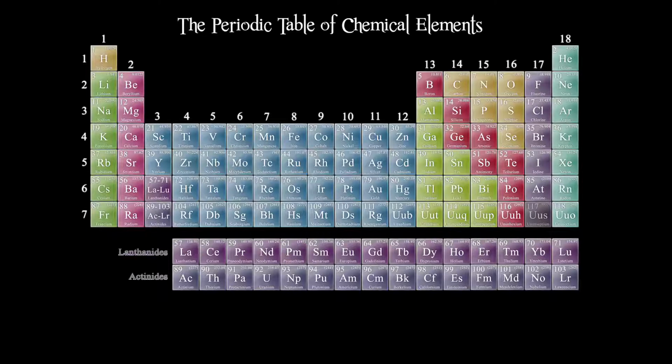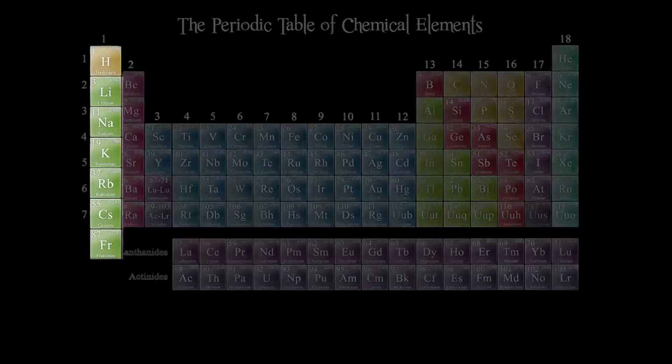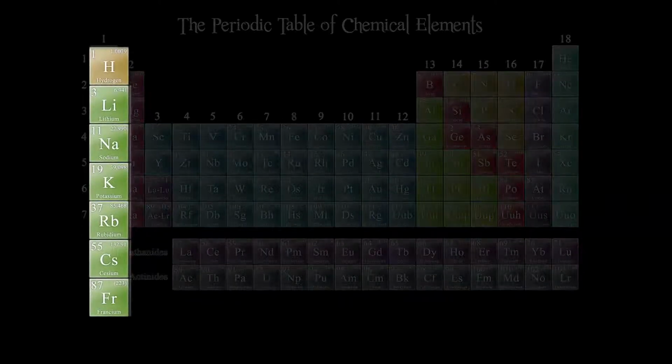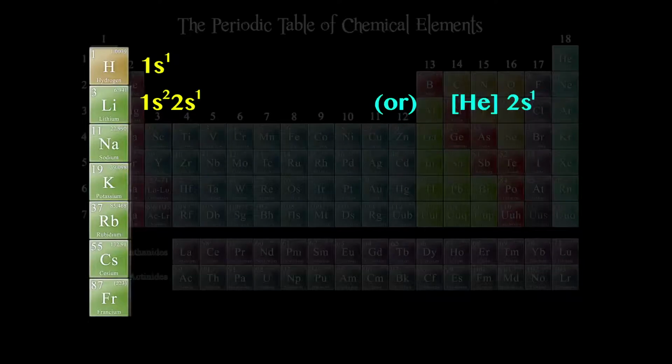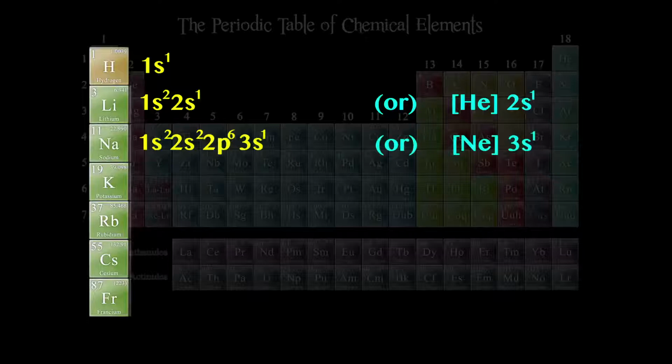Similarly, if we consider the electronic configuration for a group, what can we observe? I am taking the first group, hydrogen and the alkali metals. The electronic configuration for hydrogen is 1s1. For lithium, what is the atomic number of lithium? Yes, it is 3. The electronic configuration for lithium is 1s2, 2s1. It can be written as helium 2s1. Similarly for sodium, 1s2, 2s2, 2p6, 3s1. Simply it can be written as neon 3s1.